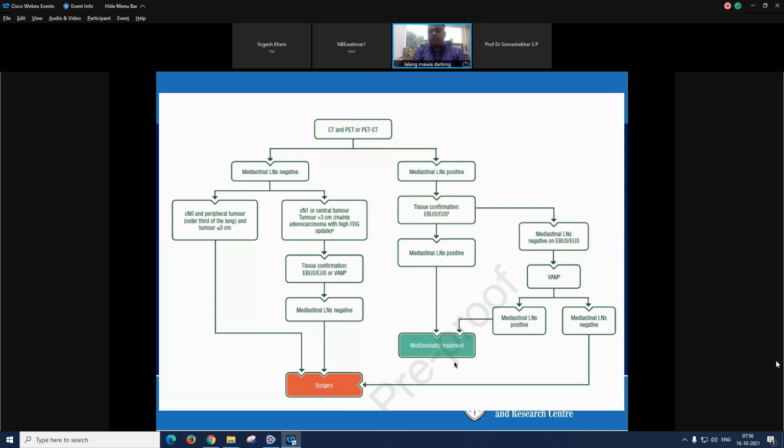And if the mediastinal nodes are negative on EBUS, but they are positive on the PET, they consider doing a VATS or mediastinoscopy to prove on table that it is truly negative. So if the mediastinal nodes are positive, again, they go for multimodal treatment, and if it's negative, they again go for surgery.